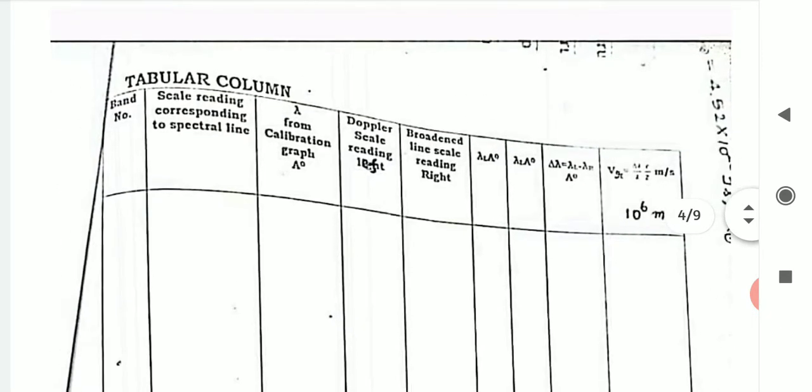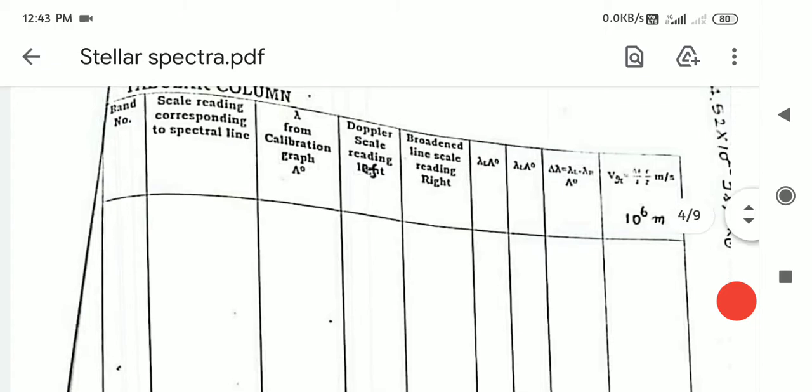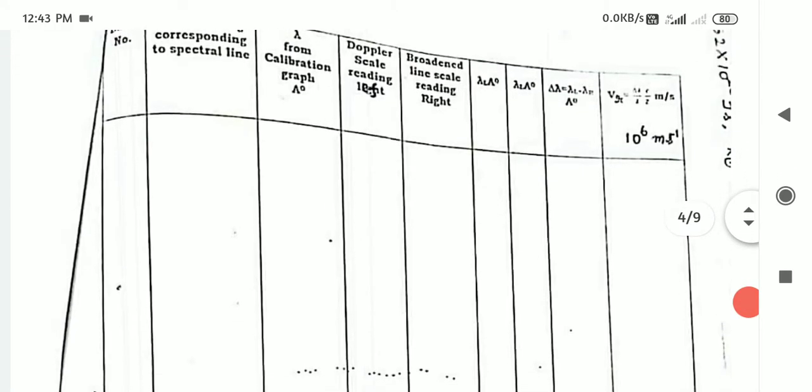This is the lambda. Doppler scale reading: the left reading you have to write here, and the right reading you have to write here. Lambda L and lambda R. The lambda R should be calculated from the graph.